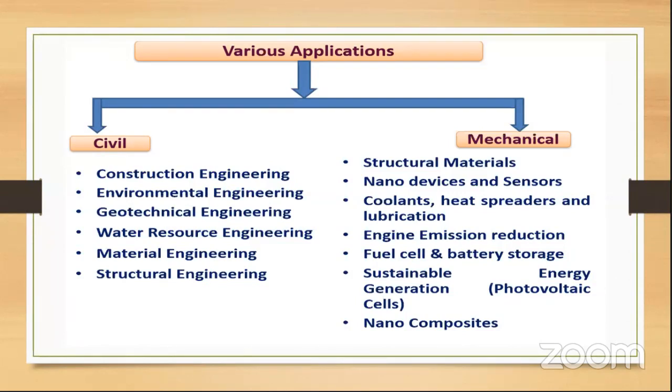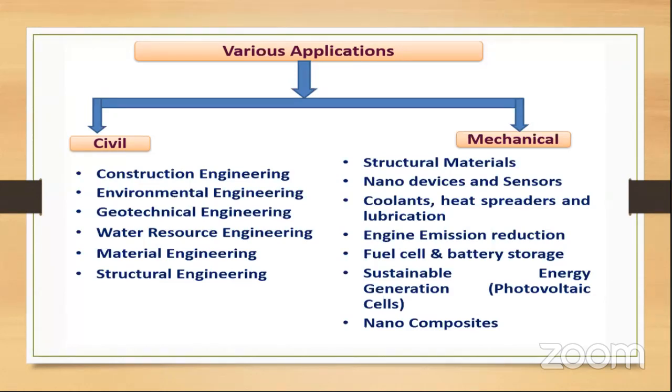Engine emission reduction. Recently, the majority of researchers are working on reducing engine emission by applying nanotechnology. Next, fuel cells and battery storage, sustainable energy generation, photovoltaic cells. Nowadays, the photovoltaic cell is a hot topic for researchers because we prepare photovoltaic cells by using inorganic materials. Using inorganic materials is also good for photovoltaic cell making, but some drawbacks are there.